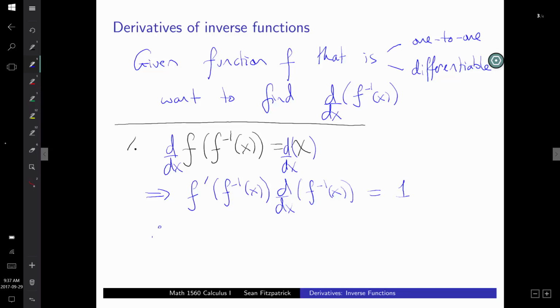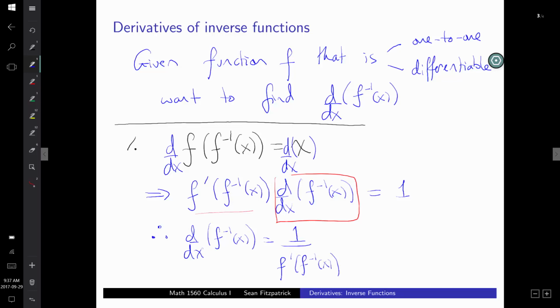Okay, so what does this give me? What am I interested in? I'm interested in this. So how do I solve for it? Divide by that part, right? As long as that part is not 0, then the derivative of f inverse of x is given by 1 over f prime of f inverse of x. Okay, so that's the formula for the derivative of an inverse function.